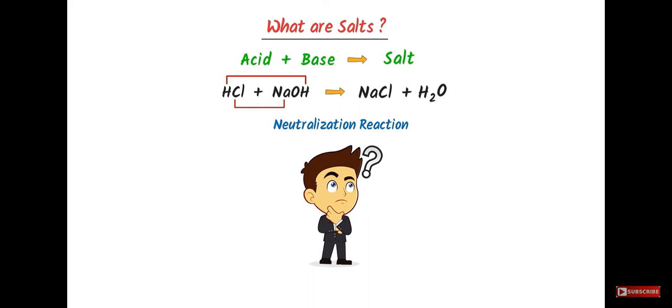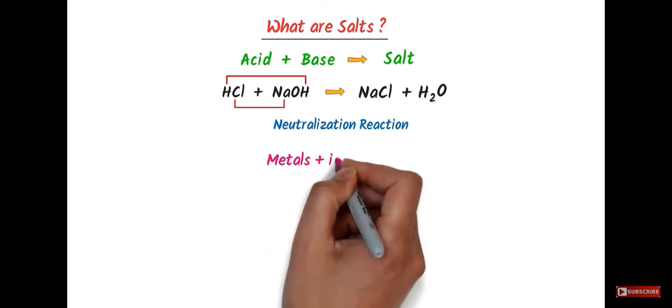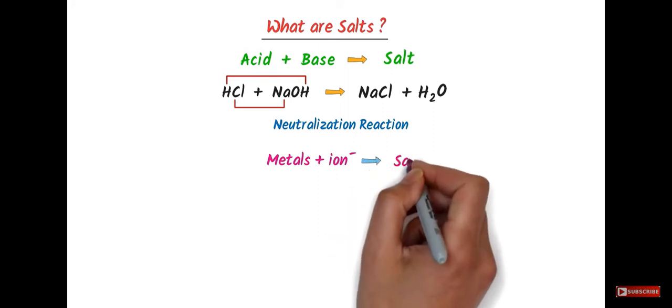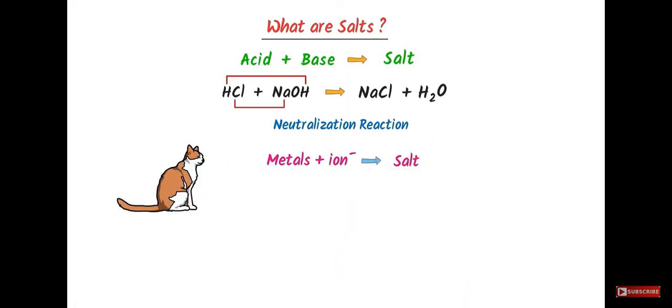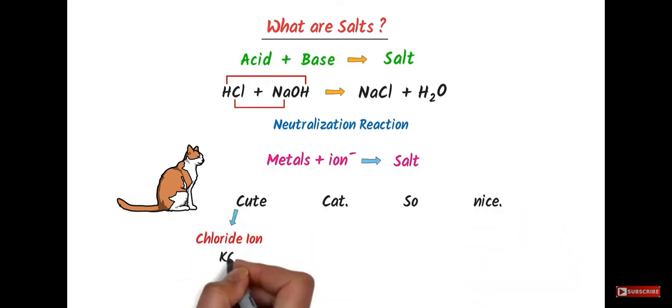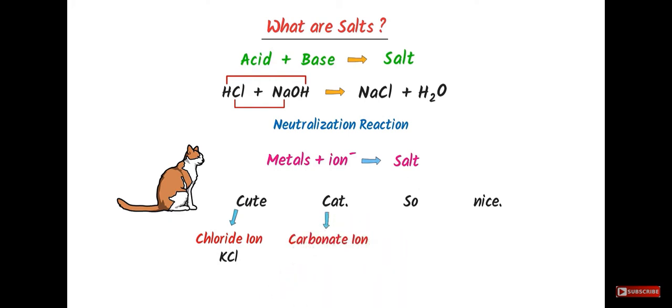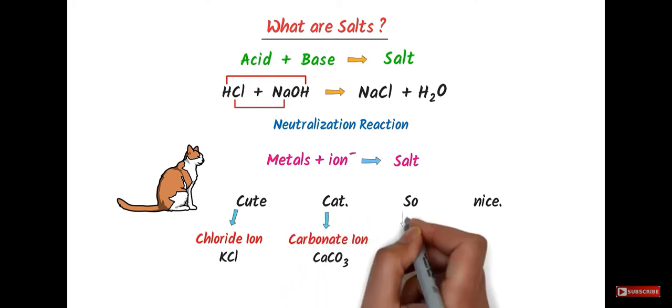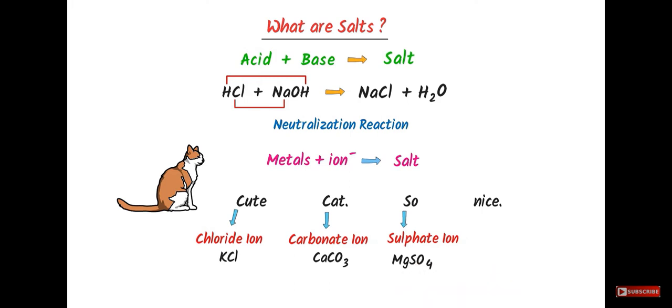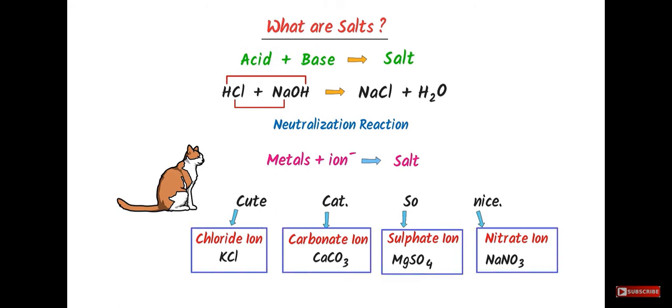Now how can we remember the important salts? Well, metal plus ions usually form salts. Consider this cat. I always say that, cute cat, so nice. C stands for chloride ion like potassium chloride. C stands for carbonate ion like calcium carbonate. S stands for sulfate ion like magnesium sulfate. N stands for nitrate ion like sodium nitrate. So if metal contains chloride ion, carbonate ion, sulfate ion or nitrate ion, they are usually the salts. So remember this important trick about salts.